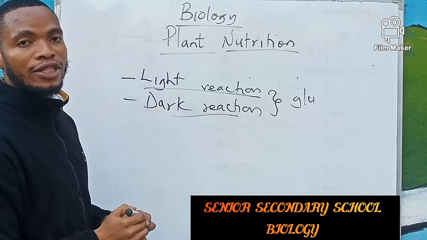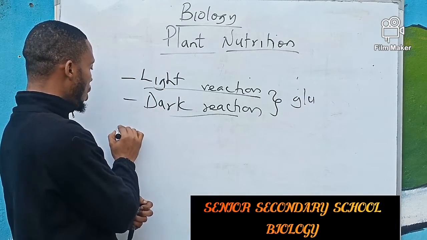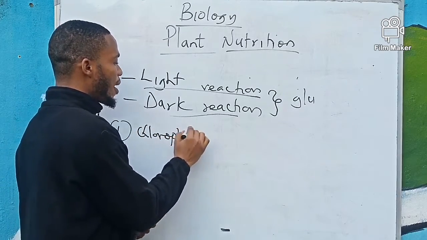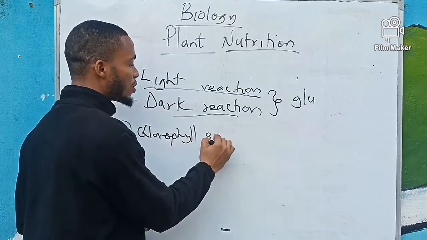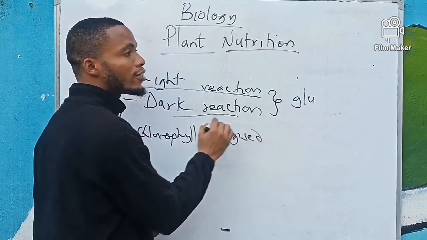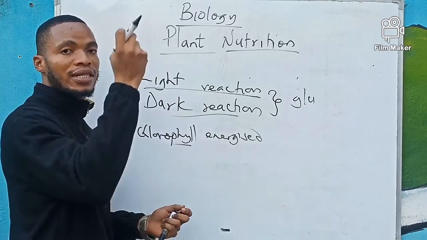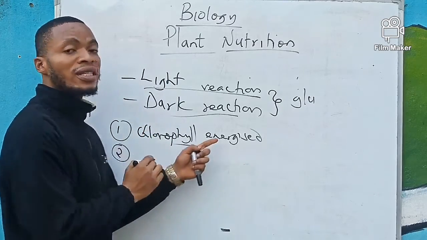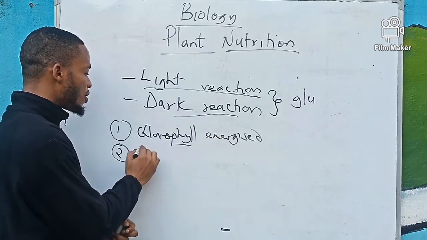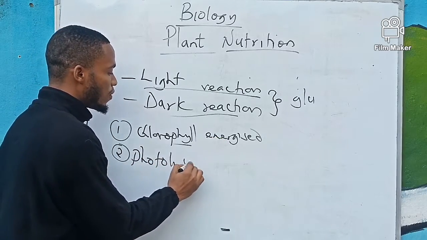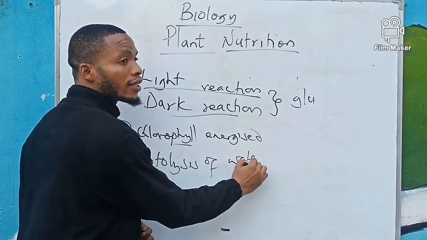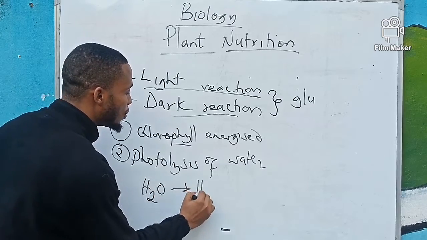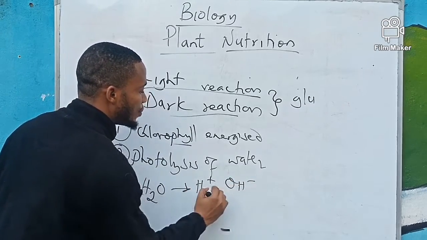Now, what happens in the light reaction? First of all, number one, the chlorophyll is energized. When the sunlight hits a plant, the chlorophyll traps that sun energy and is energized. Secondly, using this energy, we have what we call photolysis of water. This simply means that water is broken down by this energy into hydrogen ion and hydroxyl ion.